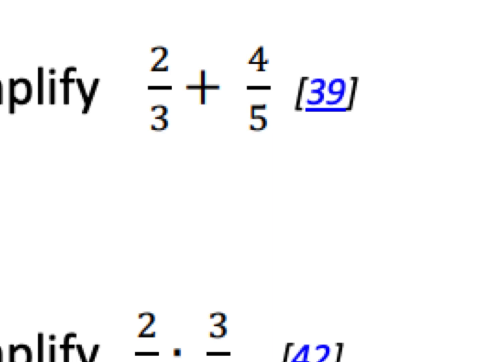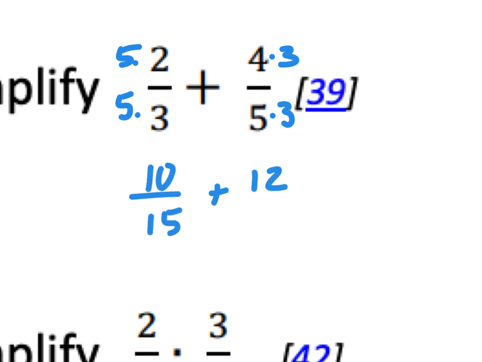What's a good denominator for these? Yes? 15. So we make them both into 15 by timesing by something. Amelia, tell me something I should times by something. We're timesing these by 3. Okay. EJ, tell me what I should do next. 10 over 15 plus 12 over 15. And that becomes super easy.